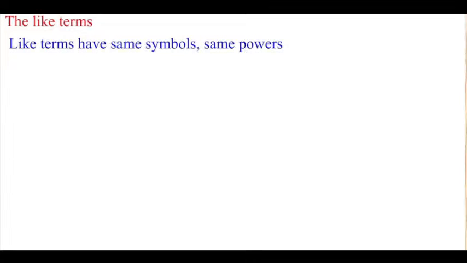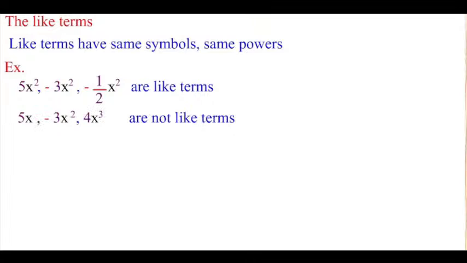Unit 2, Lesson 2. The like terms. Like terms have the same symbols and same powers. Example, 5x squared, negative 3x squared, negative half x squared are like terms. 5x, negative 3x squared, 4x power 3 are not like terms.